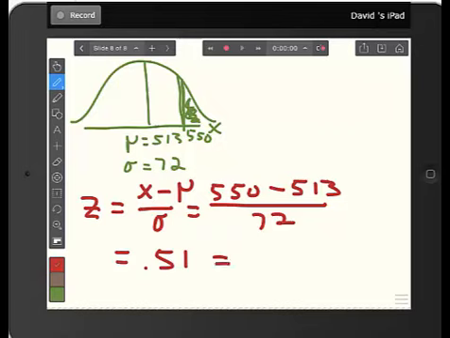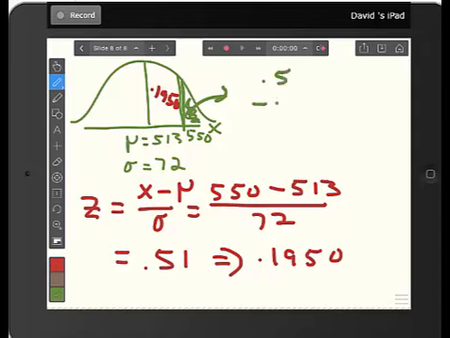Then we look up an area in the z-table based on this z-value, and you should have gotten 0.1950. So that's this part, 0.1950 is in here. So the area we're interested in is going to be 0.5 minus 0.1950, or 0.3050.